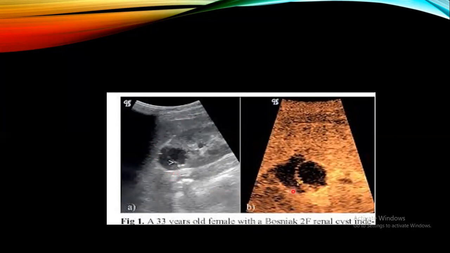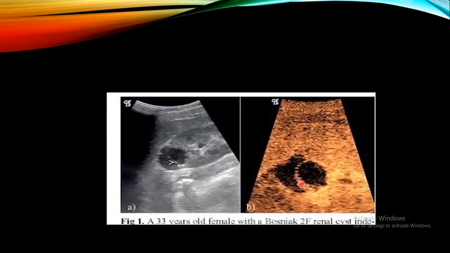While Bosniak 3, he said that the cyst is circular, irregular, but instead of an echogenic lesion here, the echogenic lesions will unite from one side to the other and form a septum. So Bosniak 3 is similar to Bosniak 2, but there is a septal echogenicity. Septal echogenicity means there is a septum, or this cyst is lobulated.